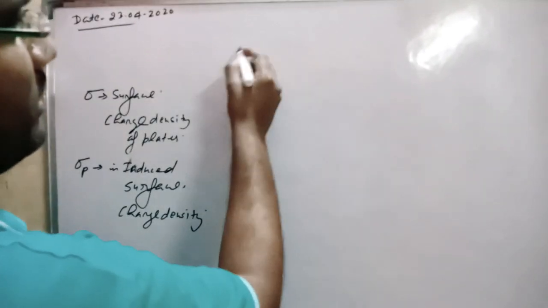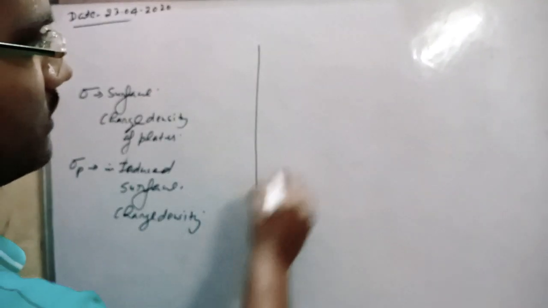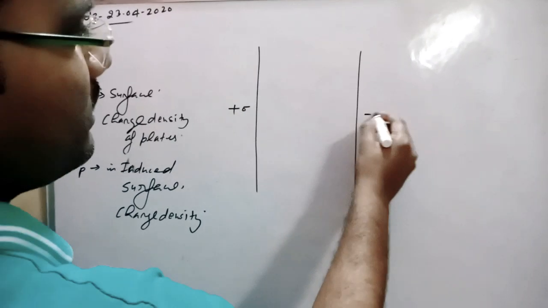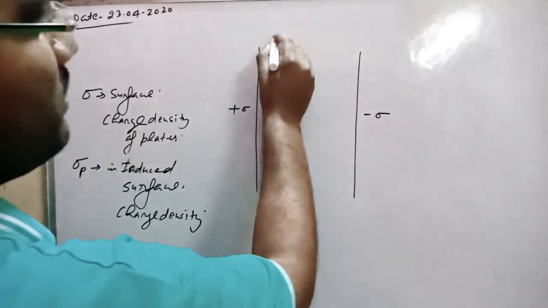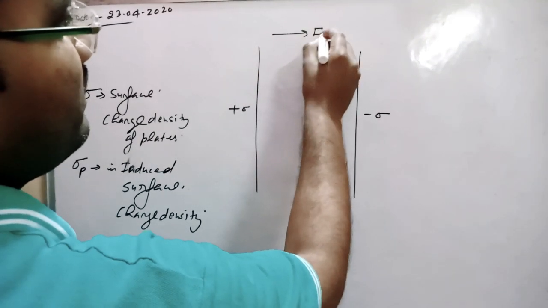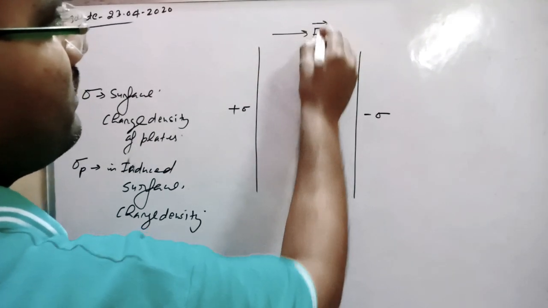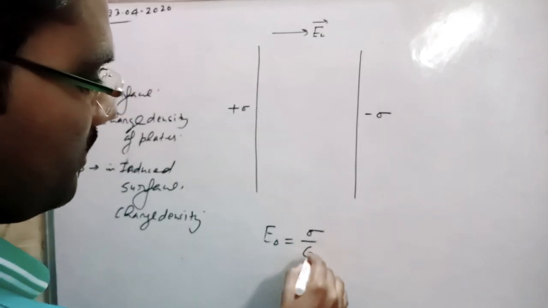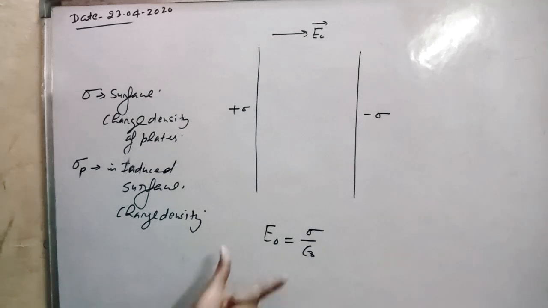So now here we take a separate diagram. This one is the plate. This has surface density plus sigma, and this has surface density minus sigma, and this has field E naught. Then what is the value of E naught? E naught is equal to sigma by epsilon naught. This derivation is in the first chapter.